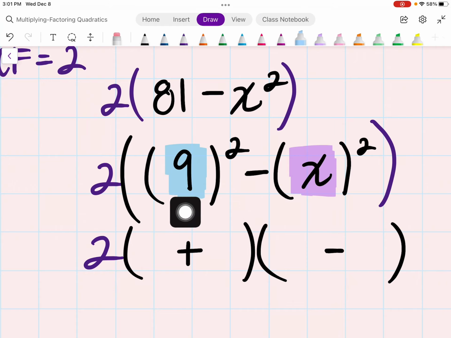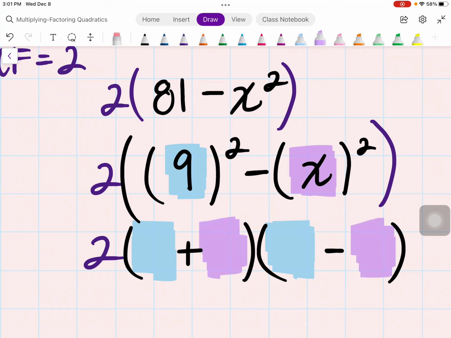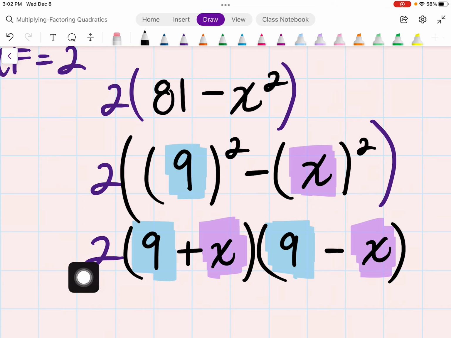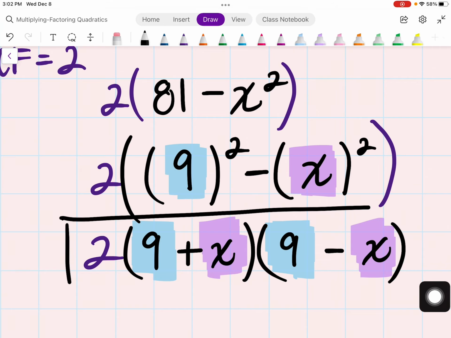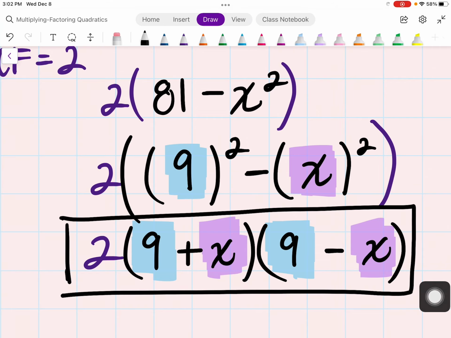In this case, my first term, which we found to be a 9, is going to be the first term in our binomial here. And then the x would be the second one. So let's write that down. I have 9 plus an x and 9 minus an x. So our answer in this case is 2 times 9 plus x times 9 minus x. And this, you guys, is our final answer.